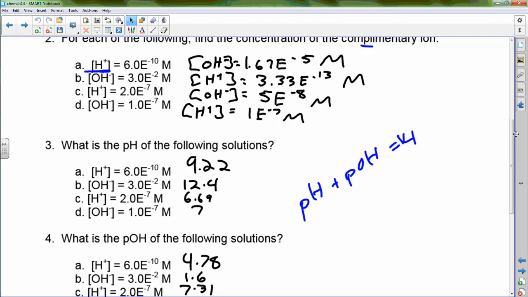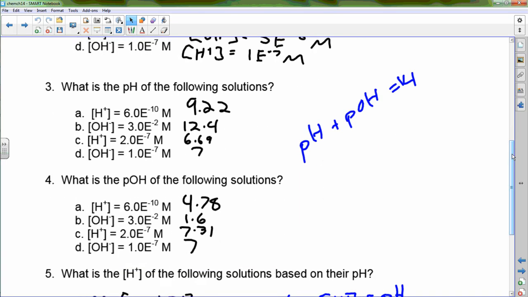Remember, pH is always the concentration of the H plus ions. So if you're given the concentration of the OH minus, you're going to have to do some extra steps, finding the pOH and subtracting from 14, or finding the concentration of H plus ions. And then once you have all the answers for number 3, the answers for number 4 are really easy, because we know this plus this one have to equal 14. So we can subtract each of these from 14 to get each of these numbers.